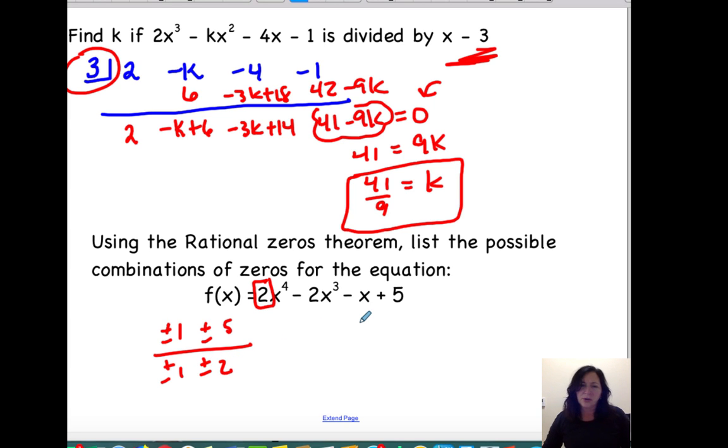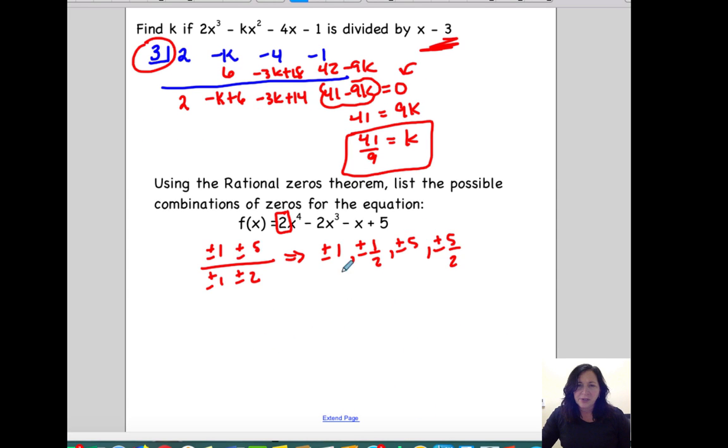Now, if you leave your answer in this format, you're not going to get full points for that, because I want you to list all the zeros. You can list them as plus or minus, but you're going to list them. So you'd say plus or minus 1 over 1, which is 1. You're going to say plus or minus 1 over 2, because it's this and this. You're going to say plus or minus 5 over 1, which is just 5. And then you're going to say plus or minus 5 over 2. And so those are all my factors or combinations of zeros that I could actually try to divide into this equation.